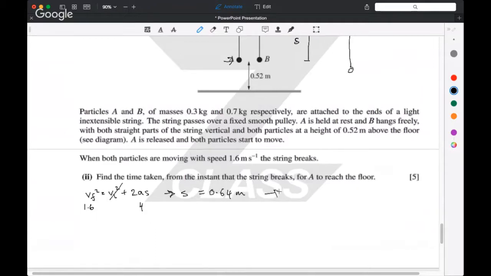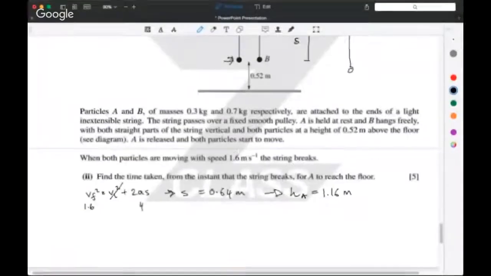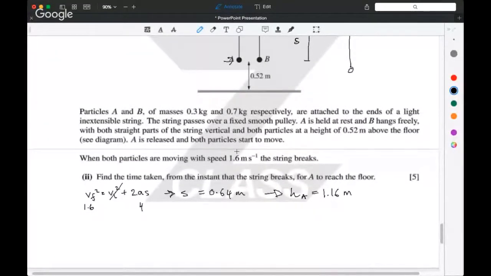Well, that means that the total height H of A above the ground is this height 0.64 plus 0.52 from before. So this is 1.16 meters. Now we have a situation where it's under free fall. The tension in the string is no longer producing any force or acceleration for A. The only acceleration is g, so the new acceleration is equal to g, which is 10.